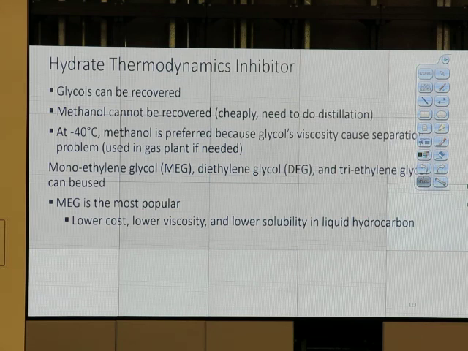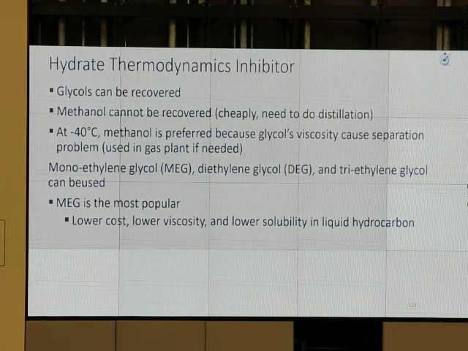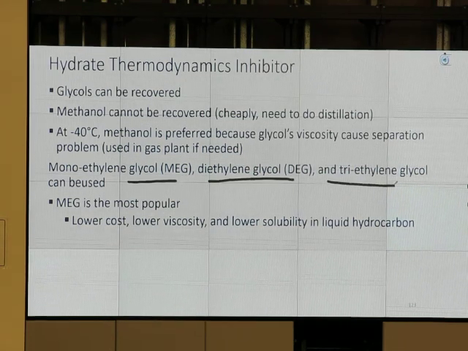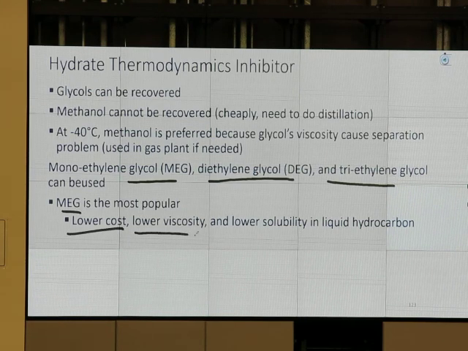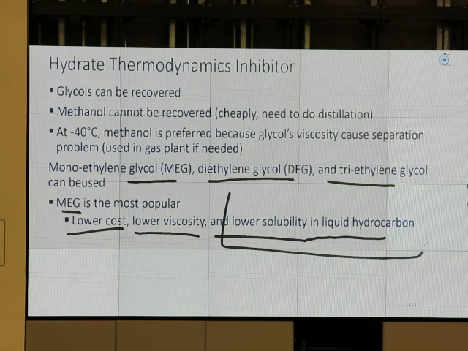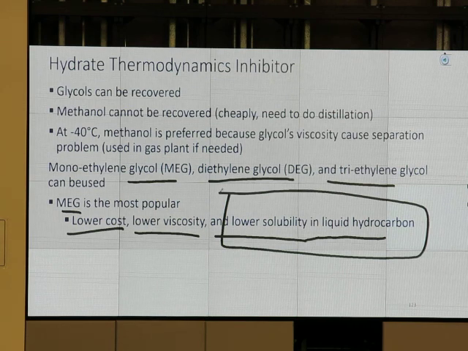At minus 40 Celsius, methanol is preferred because glycol viscosity is too high. So people use glycol in the plant, the gas plant. Monoethylene glycol, diethylene glycol, and triethylene glycol can be used. All of them prevent hydrate. Okay. MEG has low cost, low viscosity, and low solubility in liquid hydrocarbon. Why does solubility in hydrocarbon matter?